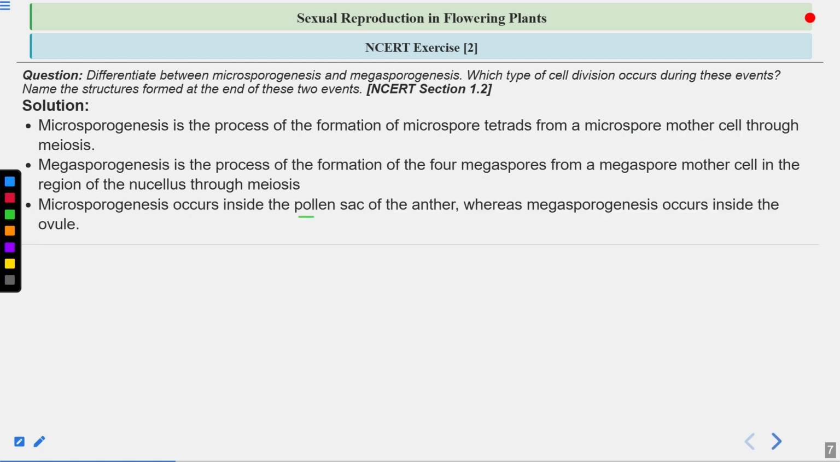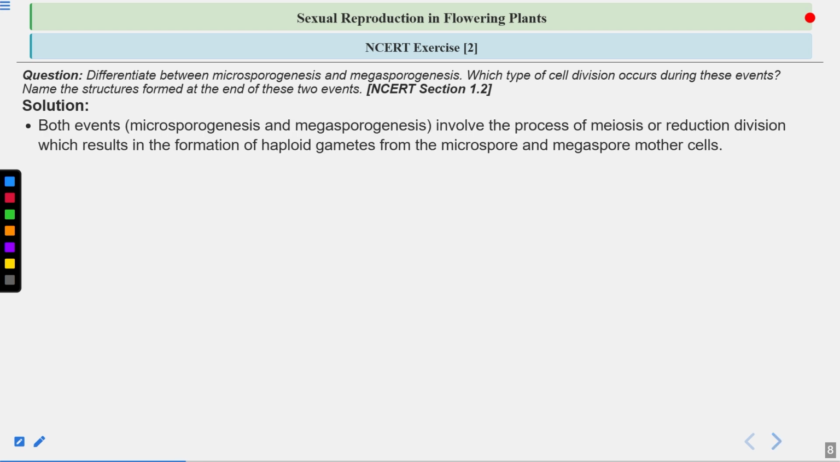Microsporogenesis occurs inside the pollen sac of the anther. This is the position. Whereas megasporogenesis occurs inside the ovule. Right? This is also one of the differences. And where in the ovule? You must know. Inside the nucellus. One of the nucellus cells gets transformed into the megaspore mother cell, and that undergoes reduction division or meiosis division and forms the 4 megaspores.